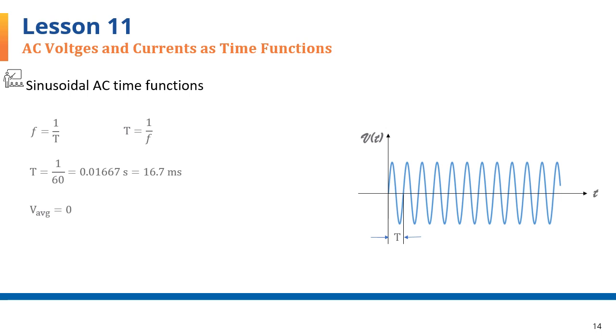Other time functions, such as the instantaneous power function, will in general have a non-zero average, which, by the way, is its real power component, which is the useful part of the power that is being produced and transferred or consumed. AC power will be covered in a future lesson.